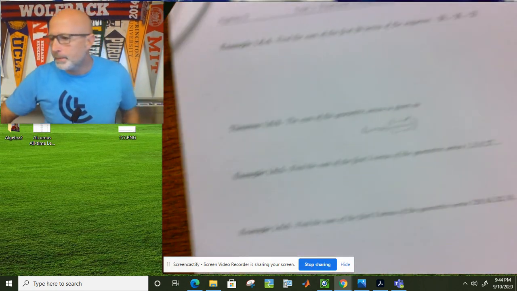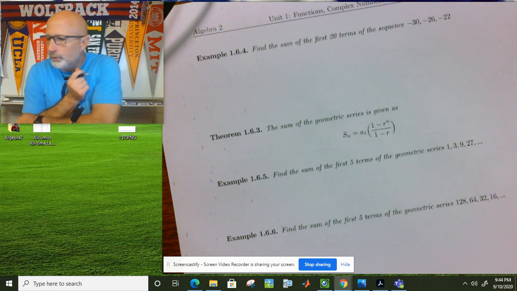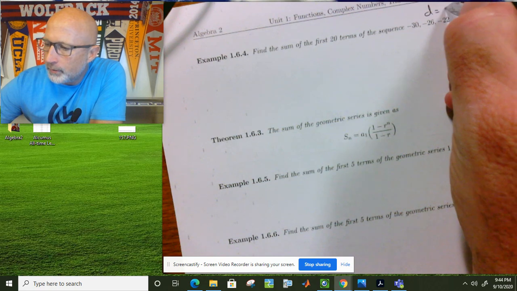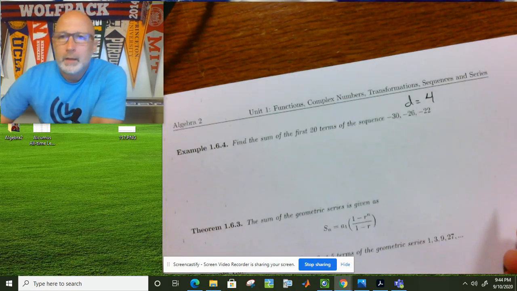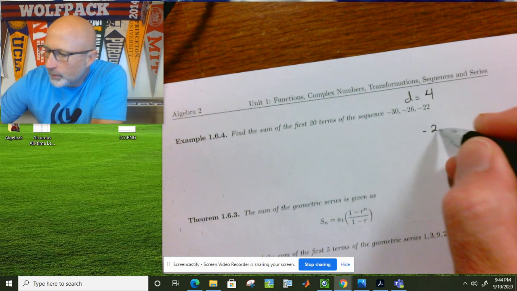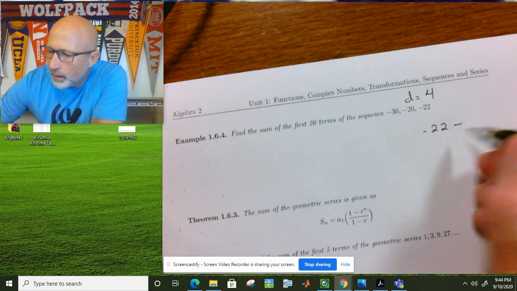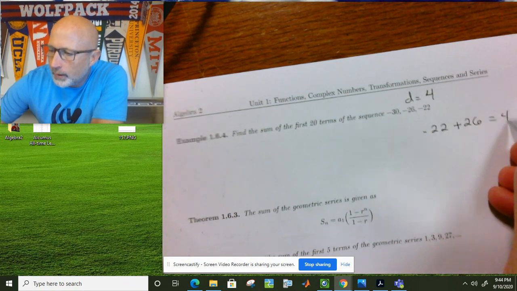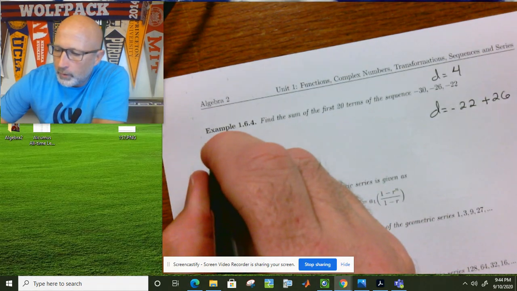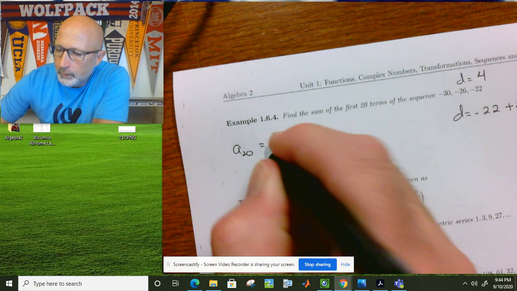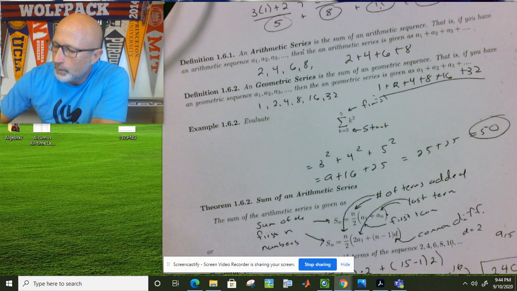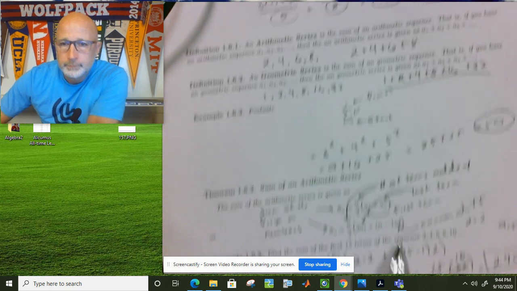Okay, next page. Okay, so find the sum of the first 20 terms of the sequence, negative 30, negative 26, negative 22. Here, if you notice, the common difference is 4. Okay, once again, if you don't see that, then you just take any term in the sequence. So I'm going to get negative 22, and I subtract it from the prior one, negative 26, so I get 4. So D is equal to 4. Okay, so to find the sum of the first 20 terms, the formula is right here. I'm going to go ahead and use this one.